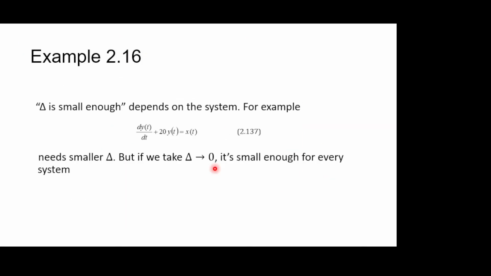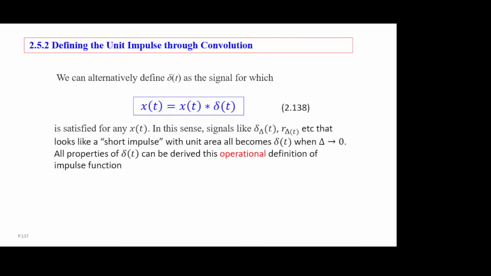And actually there are other ways to define the delta function. We can define it with an operational meaning: delta of t is whatever signal that, when you convolve it with x of t, gives you x of t for any x of t. We just proved this, but we can move things around. Mathematically this works. You can define delta of t as something that satisfies this, and this is quite nice.